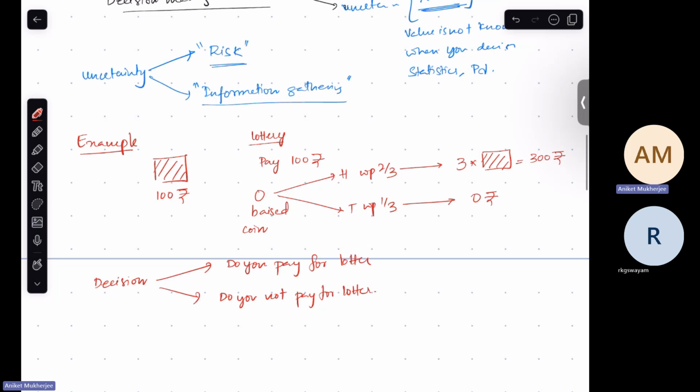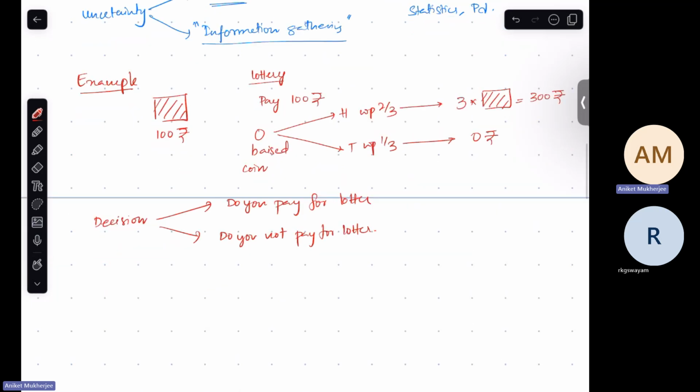Okay, so any guesses? Could you come up with some logic for how to decide whether to enter the lottery or not? So yeah, we would like to calculate the expected value. Exactly. Very good. So the first thing that you could do is calculate the average outcome you get from joining the lottery. If you join the lottery, then 2/3 of the time you get 300 rupees and 1/3 of the time you get nothing.